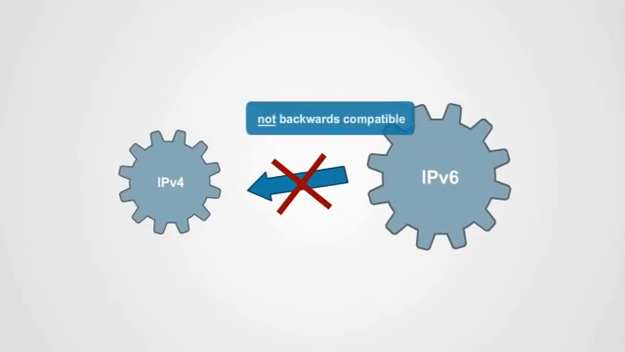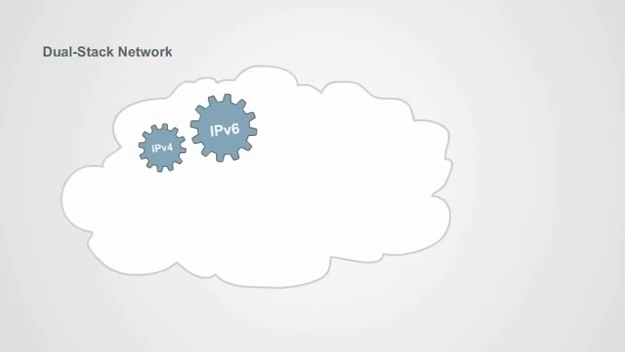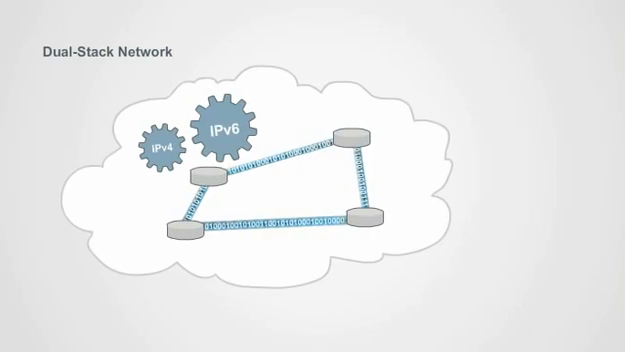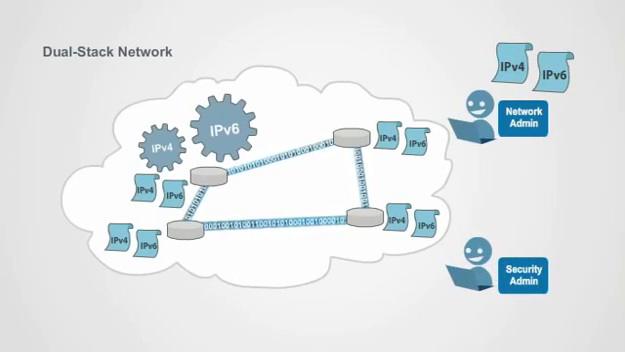IPv6 is not backwards compatible with IPv4. This means that, at least during the transition period, IPv6 will need to operate in parallel with IPv4. This has a number of security and operational implications. Running a dual stack, which runs IPv4 and IPv6 simultaneously, increases the network's complexity. Dual stack nodes need to implement two different sets of protocols. Network administrators need to configure two different sets of protocols. Security administrators need to enforce security policies for two different sets of protocols, and so on.